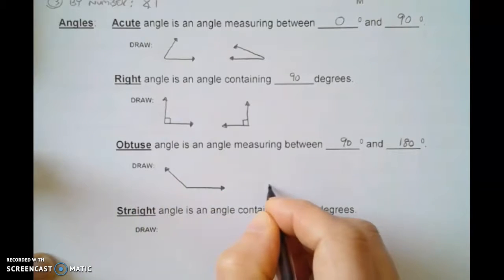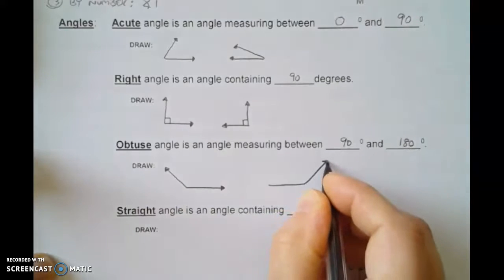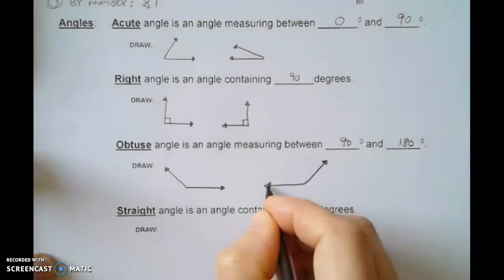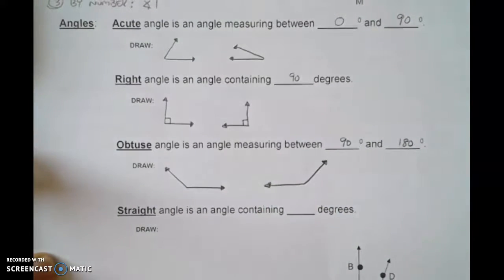Okay, I could draw it another way. I could draw it to make it look like this. These are what obtuse angles look like, bigger than 90 degrees, but less than 180 degrees.